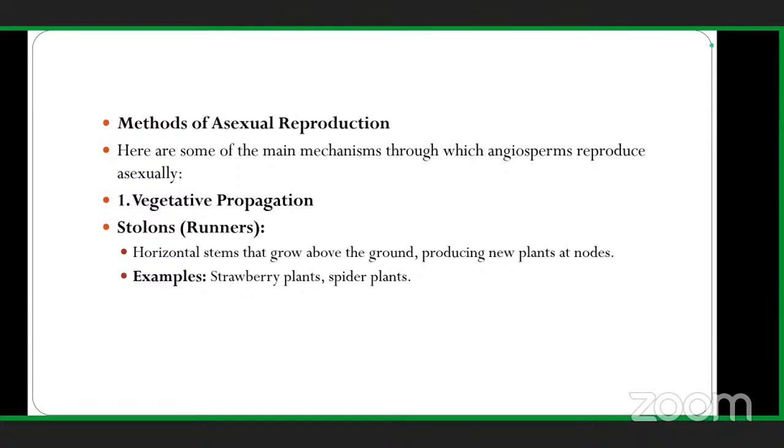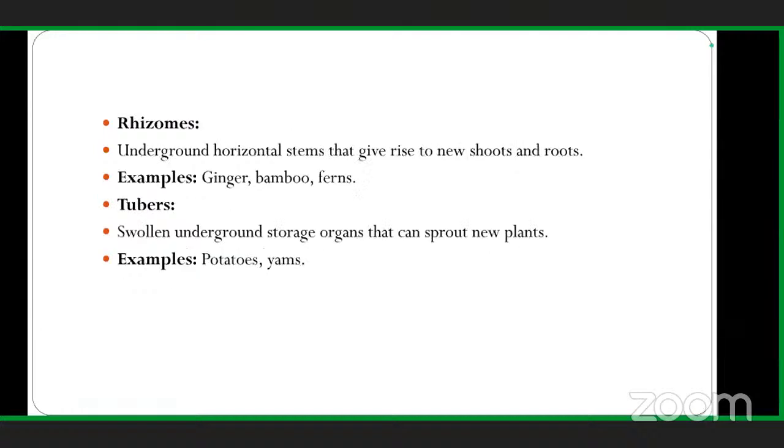So in vegetative propagation, stolons, the runners, are horizontal stems that grow above the ground, producing new plants at nodes. Examples are strawberry plants and spider plants. They grow through the runners, that is the stolons. Next is rhizomes. What are rhizomes? Rhizomes are underground horizontal stems, whereas stolons are above ground horizontal stems. Rhizomes give rise to new shoots and roots. Examples are ginger, bamboo, ferns.